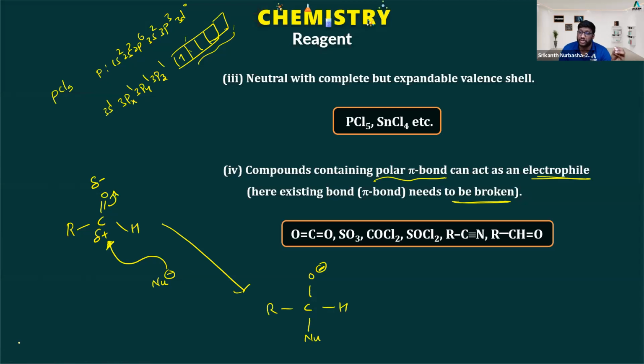So these are all the cases of electrophiles. Electrophiles are positively charged species with an incomplete valence shell, less than 8 electrons; neutral molecules with an incomplete valence shell; species with a complete octet but expandable valence shell, that is, presence of vacant orbitals; and also compounds containing polar pi bonds. All these come under the category of electrophiles.